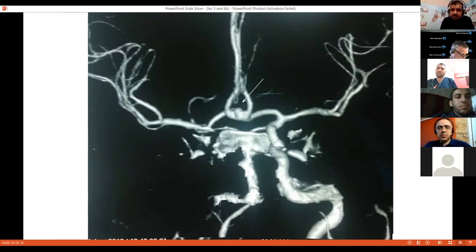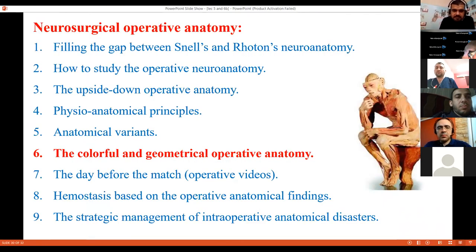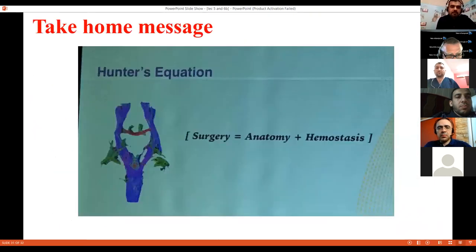And in this case, the anterior communicating artery provides the blood to the contralateral hemisphere. That's totally different from the classical cases. And the next lecture will be the colorful and geometrical operative anatomy and what's the importance of colors, like the color of arteries and veins, within the operative field. I will try to combine it with maybe lecture 7 also to complete the series to make it available for all.